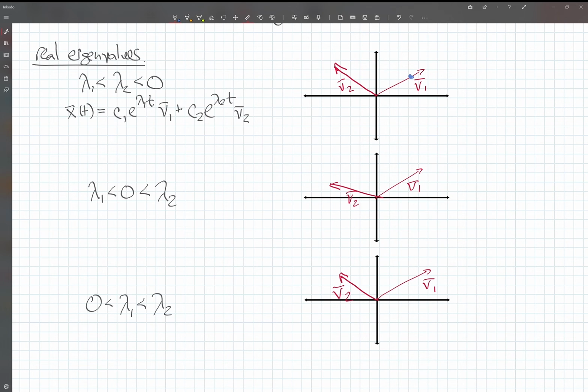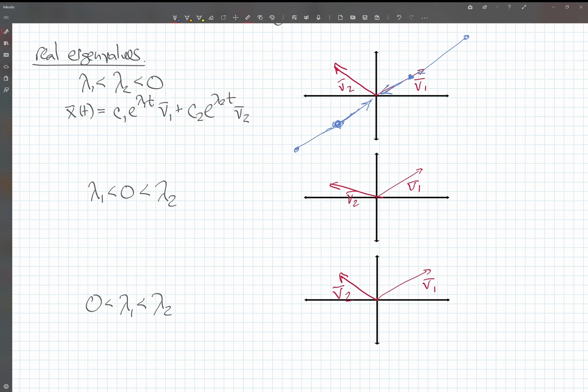The thing is getting smaller. So that's what happens if you start on this line. Actually, that happens on the entire line, so if we start over here, opposite v1, we're still going to come in. That's what happens if we trace x of t, thought of as a parametric curve. If it starts along the line spanned by v1, it stays along that line, coming in toward the origin.